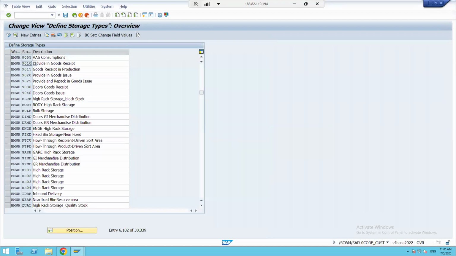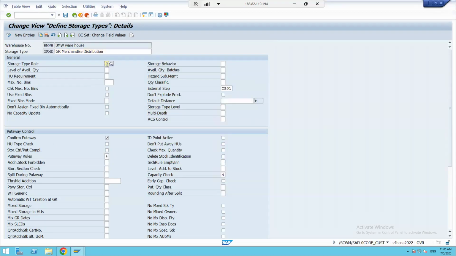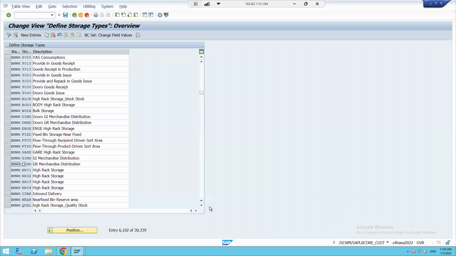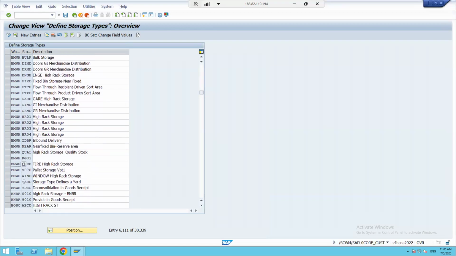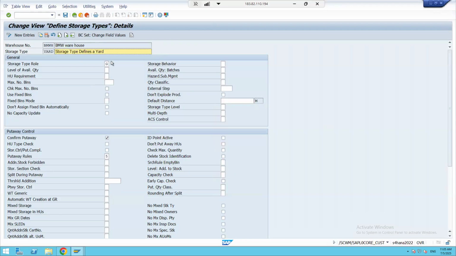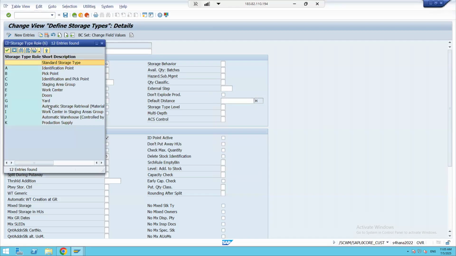Now, can you see there are some customized ones, I can see GRMD. In this case, for GRMD, what will be the role? Storage type role GRMD: goods receipt and work center. Work center. Why the work center? Where was it mentioned as work center? Okay, I will take one more. IRAC, inbound delivery, quality, add. They mentioned add here. Can you see? Storage type add. In this case, what will be the role? Tag management. It will be add.